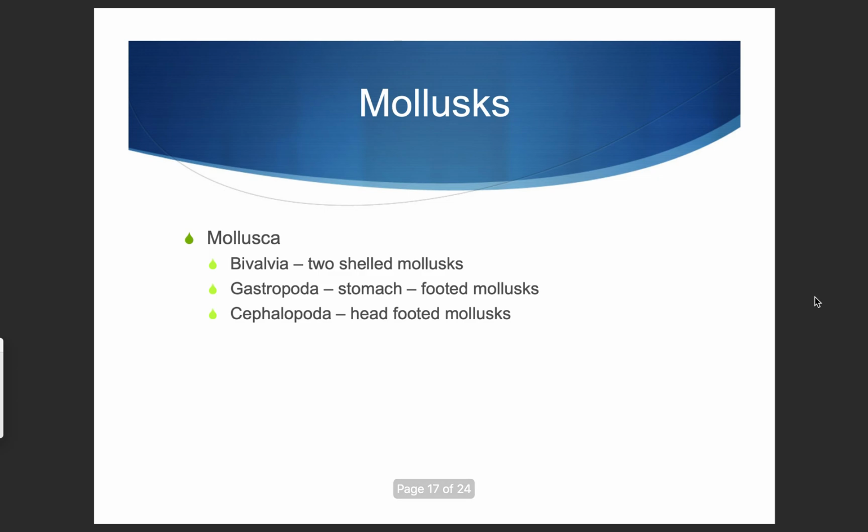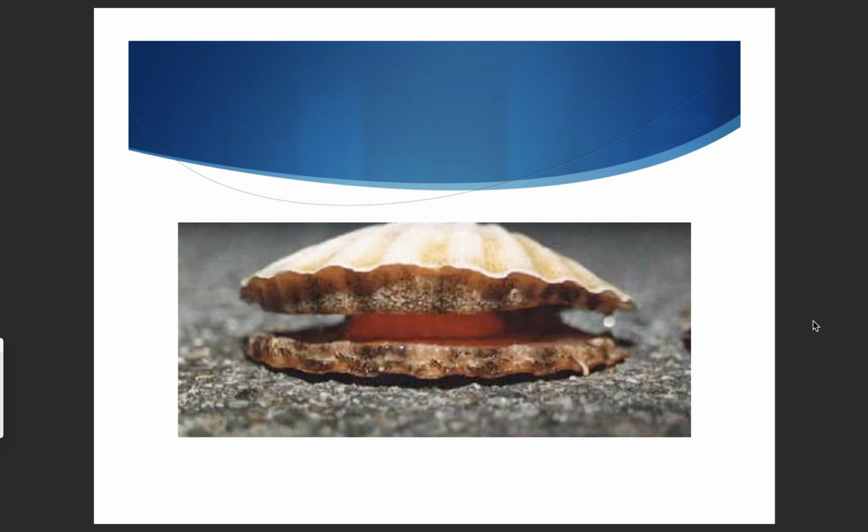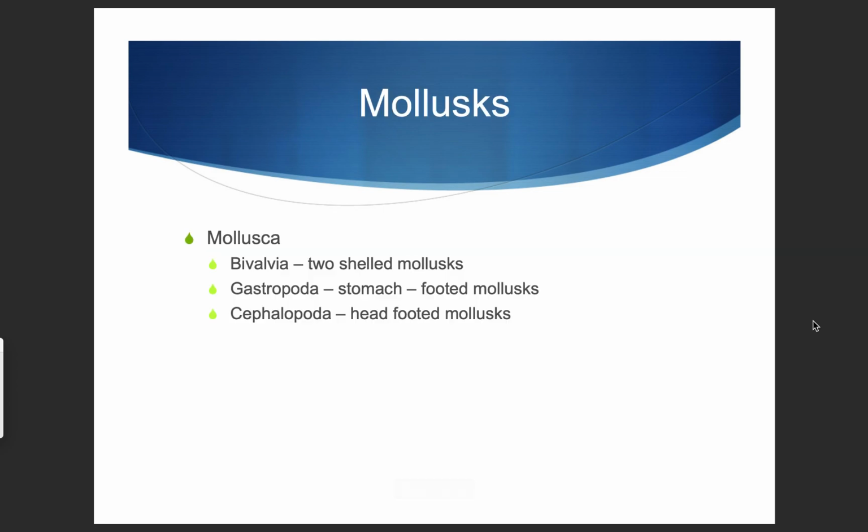All right. Next, mollusca. Right. Bivalvia, bi meaning two, valvia. So that's easy to remember. Bi meaning two, two-shelled mollusks. Right. So that's a picture of a two-shelled mollusk. There's two shells at top and bottom. Gastropoda, these are the stomach-footed mollusks, and then cephalopoda, head-footed mollusks, right?